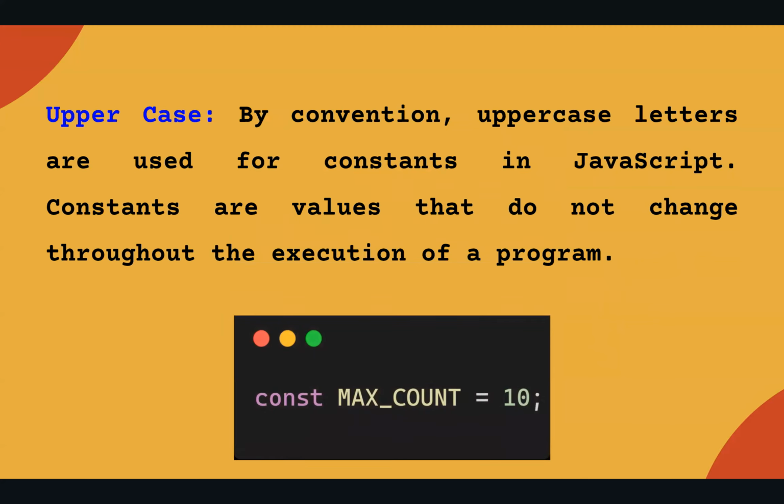Next, uppercase. By convention, uppercase letters are used for constants in JavaScript. Constants are values that do not change throughout the execution of a program. If you want to declare one value and you do not want to change it, that type of thing can be written in uppercase. You see, const MAX_COUNT equals 10. This count should not change in the rest of the program. So at that time you declare it as a constant, and that constant name should be all capital letters, uppercase, MAX_COUNT.